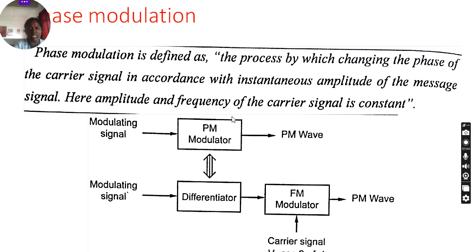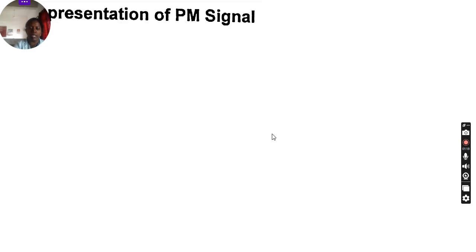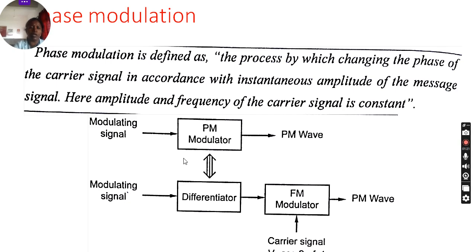Now we generate the phase modulated signal by using the PM modulator. The input modulating signal is connected to the PM modulator, and we get the PM wave. Next, instead of a PM modulator we can use a differentiator. The modulating signal is connected to the differentiator, which differentiates the modulating signal, and then it is connected to the FM modulator. The FM modulator has another input, that is the carrier signal, a high frequency signal. The high frequency signal and the modulating signal are combined and we get the PM wave, that is the phase modulation signal.